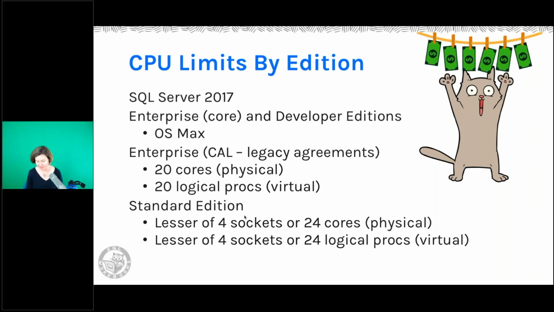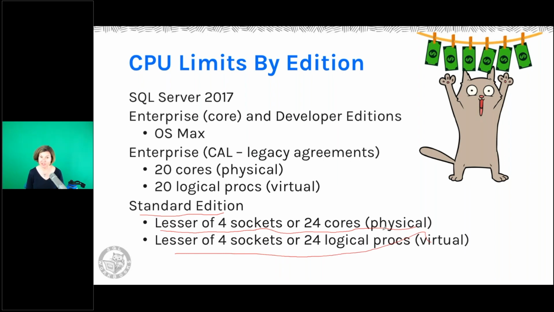We did bring this up a little bit in our virtualization. It is worth knowing that for Standard Edition, we are limited to the lesser of 4 sockets or 24 cores physical, depending on how we're doing our licensing. This is Standard Edition on physical hardware. If we are using a VM with Standard Edition, then it counts just the logical processors. It doesn't care whether we have hyperthreading enabled on the host or not.